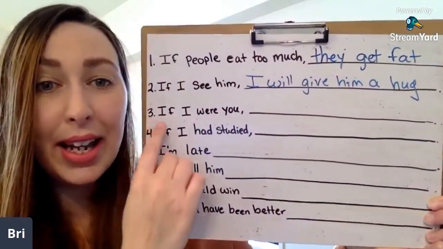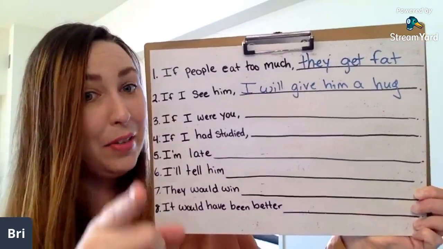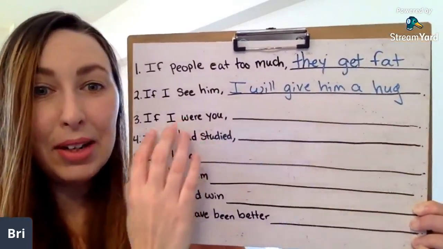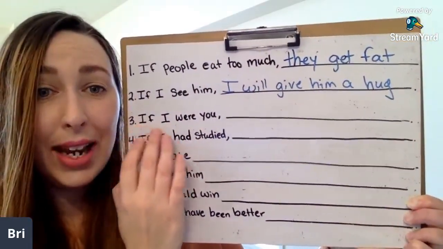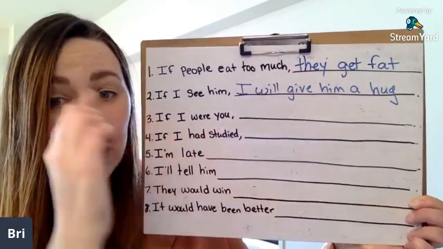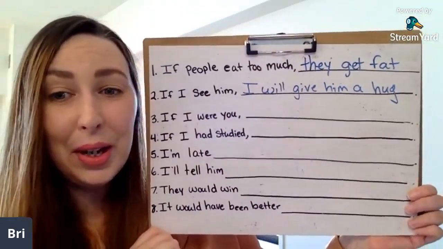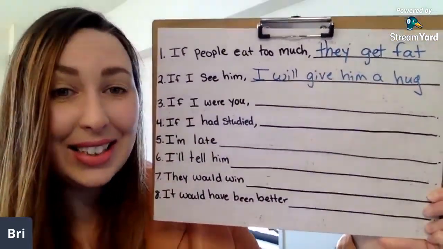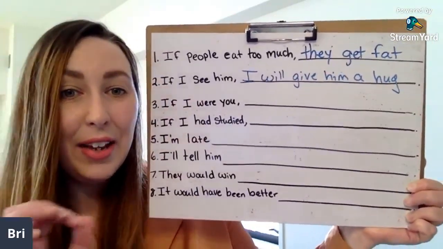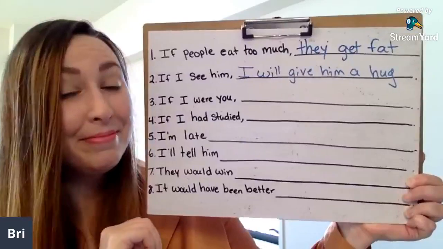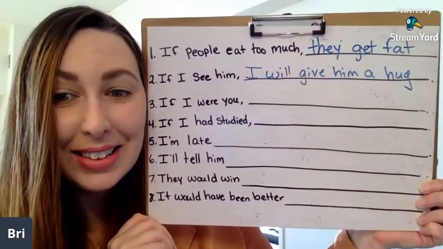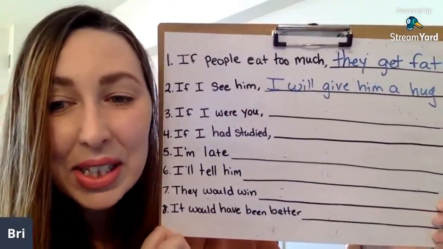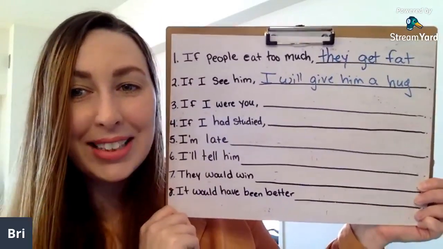Okay. How about number three? If I were you, remember, usually we say I was something, right? But a lot of the times native English speakers will say, if I were you. What is going to happen for number three? Let's use the second conditional. If I were you, what's going to happen? If I were you, I would be famous. Oh, very good. Very good. Heider, is that how you pronounce your name? Heider? Very good.